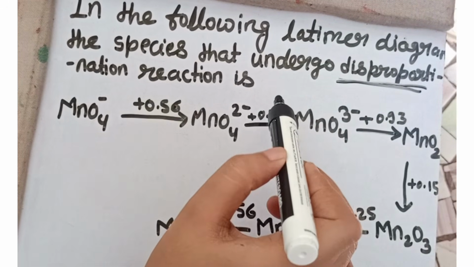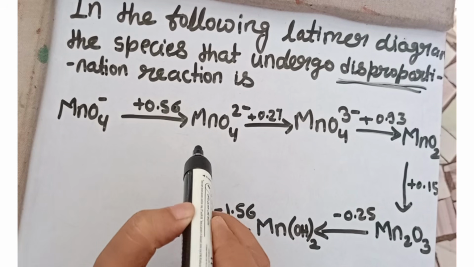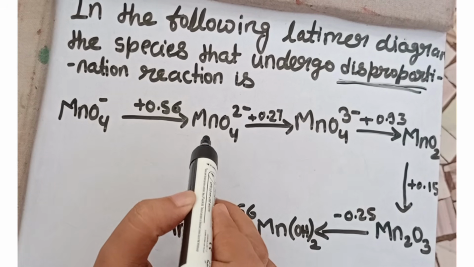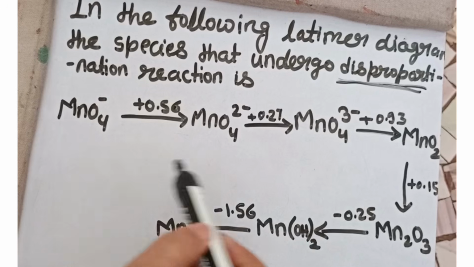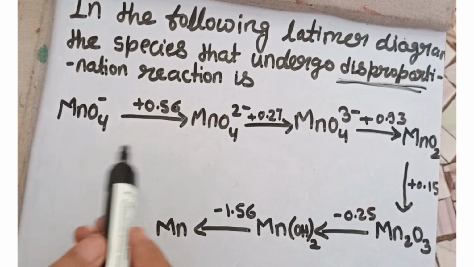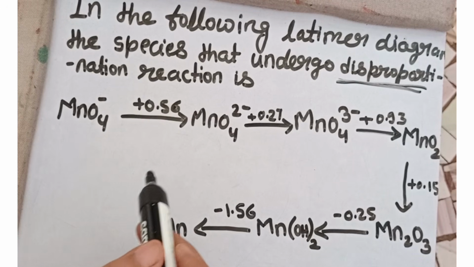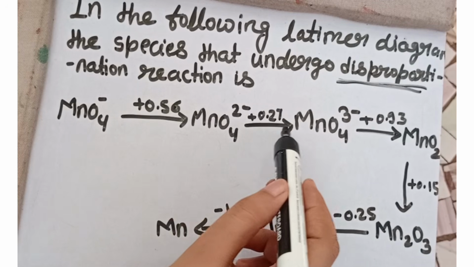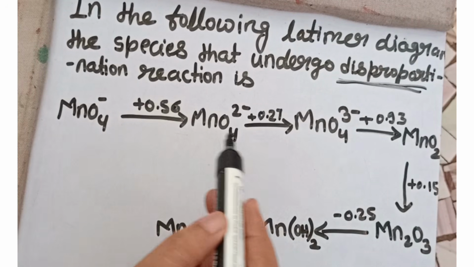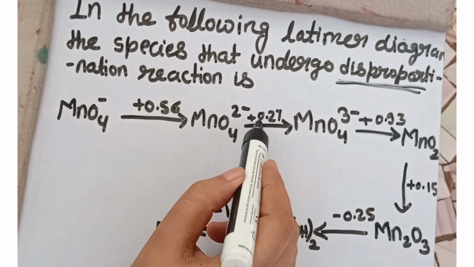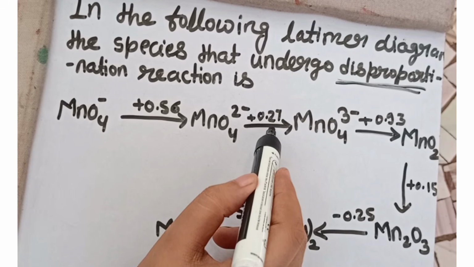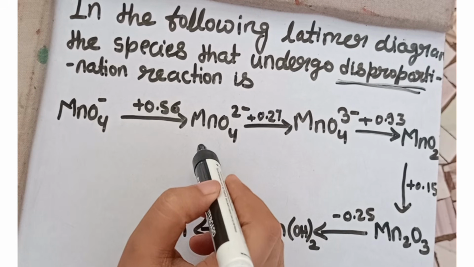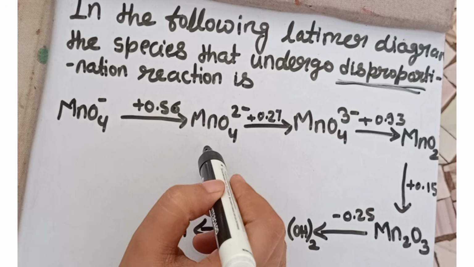Disproportionation reaction is when a chemical species undergoes both reduction and oxidation. So how can we find our answer from this Latimer diagram? For this, look at the potentials given to you. These are the standard potential values, and if you have a higher positive value on the right side of the chemical species, then it undergoes disproportionation reaction.